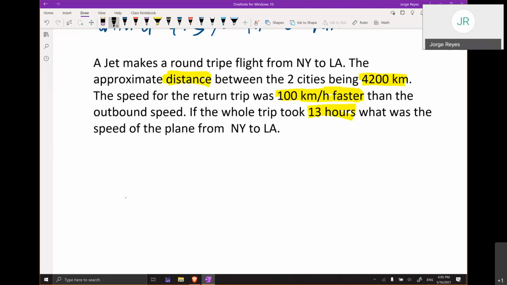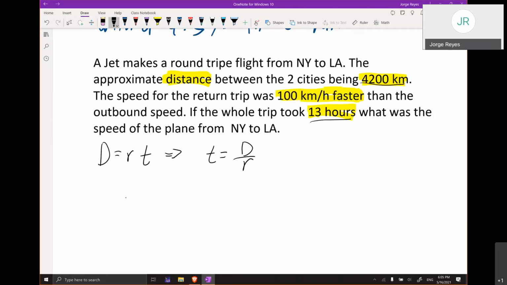So the distance formula is distance equals rate times time, okay? But we are flying, right? We're doing one trip, New York to LA, and then LA to New York, right, return. And the whole thing was 13 hours. So there's two distances, right? We go there, and then we go back. So actually what I'm going to do is solve this formula for t.